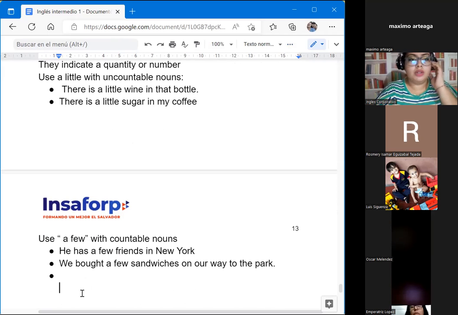Then we have little or few. In this case, it's not like a little or a few. It's little and few. In this case, when you are not going to use the A at the beginning, you are indicating a limited quantity. It's kind of different from the other expressions because a little and a few indicate a quantity or number. And in this case, little and few indicate a limited quantity.